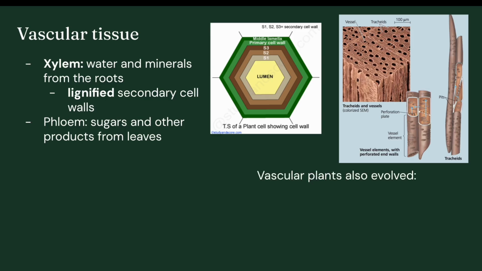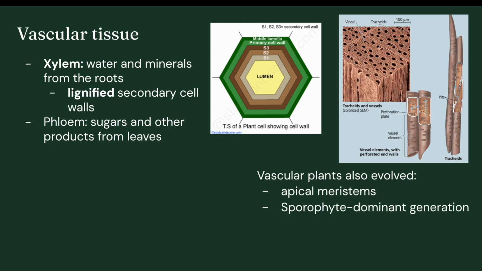Vascular plants had several other innovations, including apical meristems. Apical means at the tip of something, and meristems are just a group of dividing cells that help a plant grow. So apical meristems are those plant growth centers at the tips of shoots and roots. They also have a sporophyte dominant generation, in contrast to the bryophytes, which had a gametophyte dominant generation. That means for every other plant that is not a bryophyte, the main quote-unquote plant that you see is the sporophyte phase.